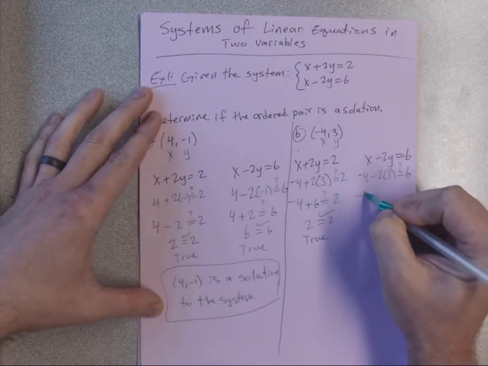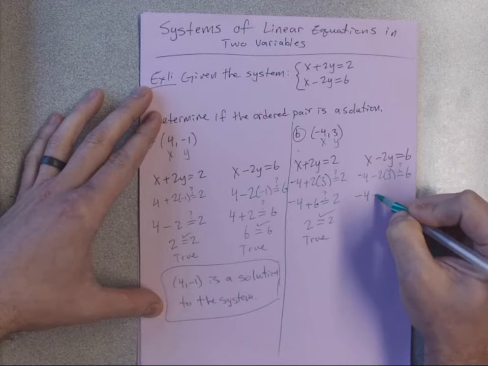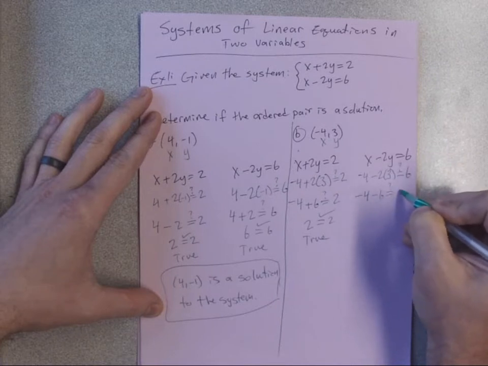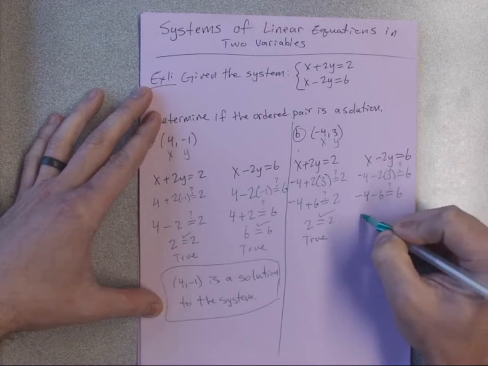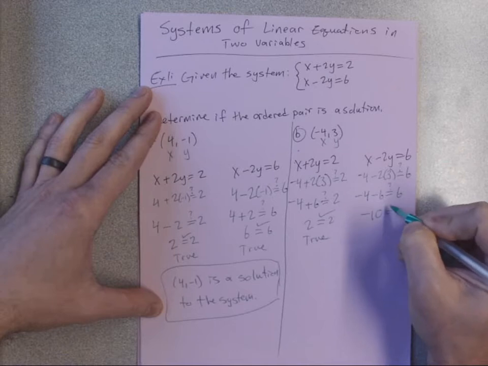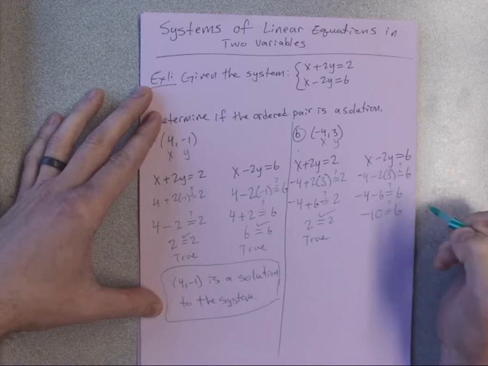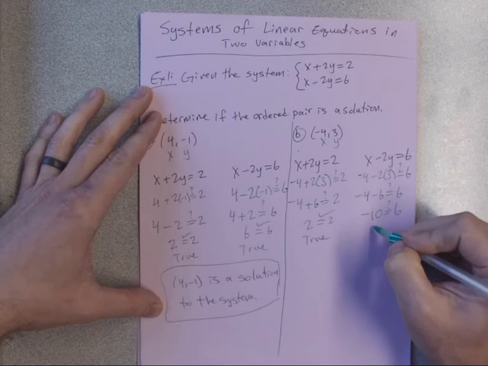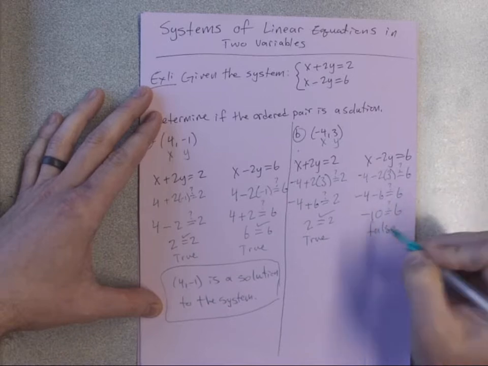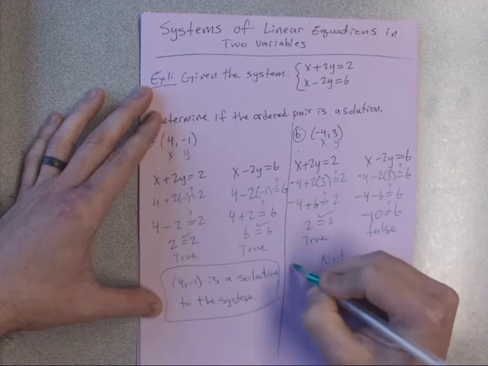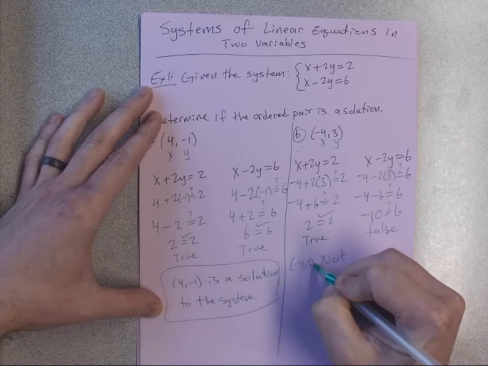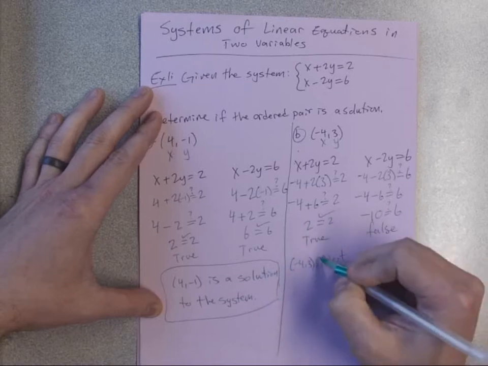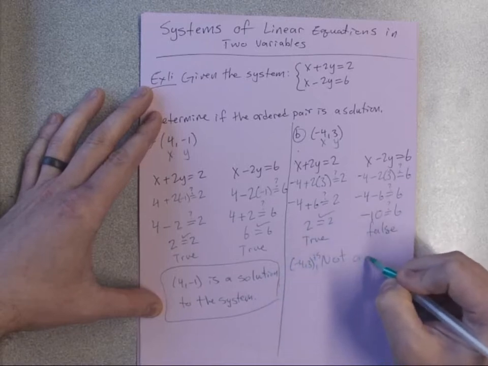Simplifying a little bit, I get -4 minus 6, and I'm questioning if that's equal to 6. Simplifying, -10, and I'm questioning if that's equal to 6, which it is not. So this is false. So -4 comma 3 is not a solution.